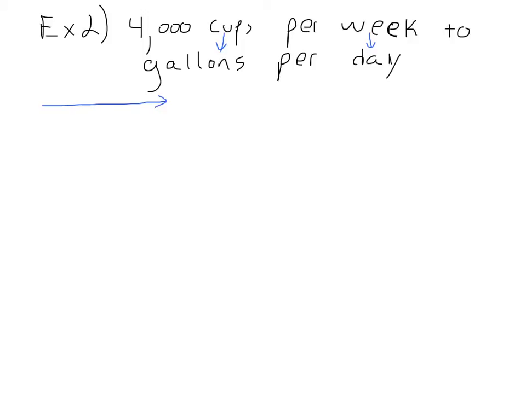Okay, so we're starting off with cups, and what are we going to? Gallons. Again, if you said weeks or days, cups measures capacity, weeks and days measure time. We can't make that conversion. Okay, and then we also need to go from weeks to days. Once you have your roadmap, you simply ask yourself, well, do I need to make any pit stops?